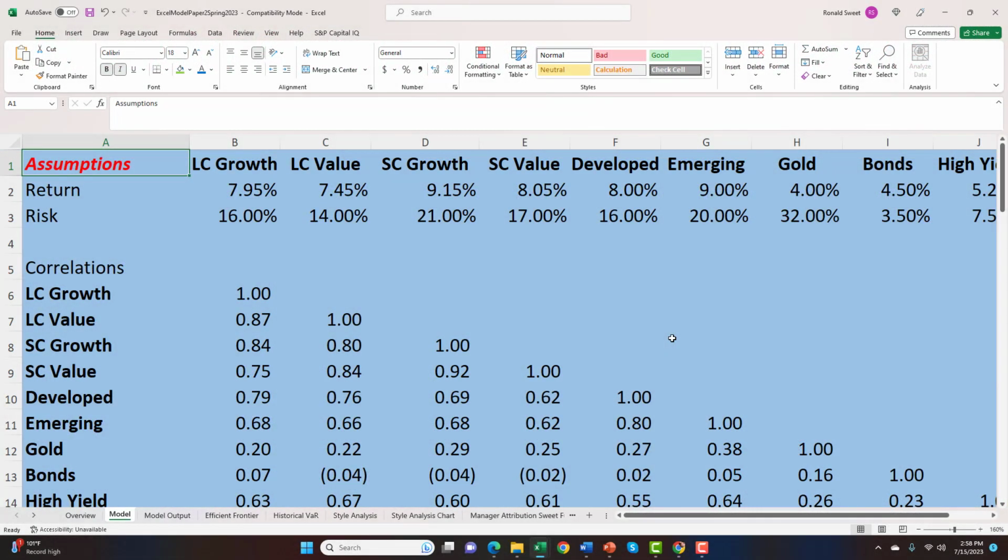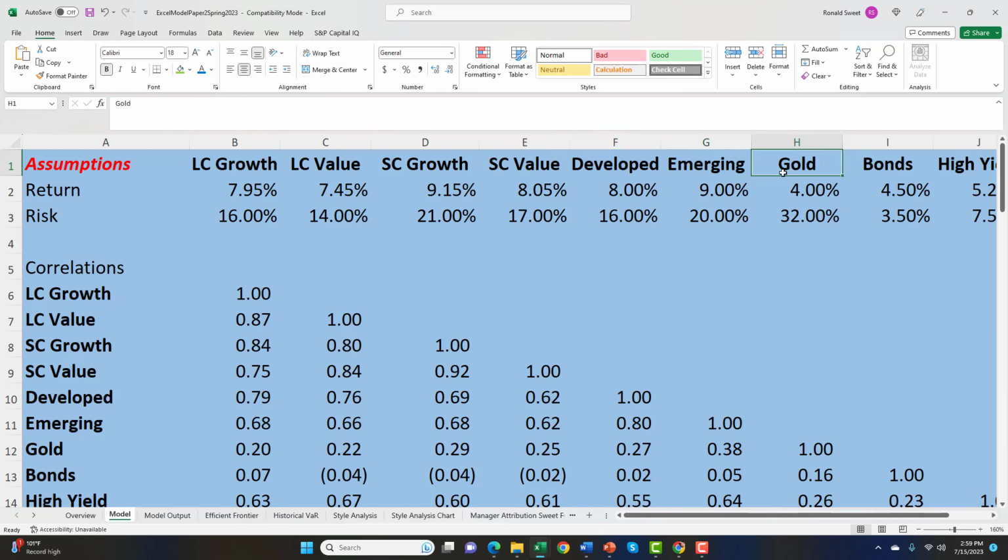So here is the Excel file. It has several parts to it. The one part that we're in right now is called the model. The model is where all the assumptions and all the calculations take place. You can see our three assumptions: return, our expected return for each asset class. We have large cap growth, large cap value, small cap growth, small cap value, developed market, emerging market.